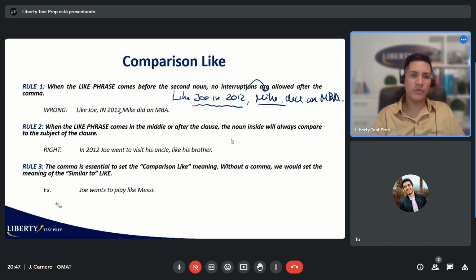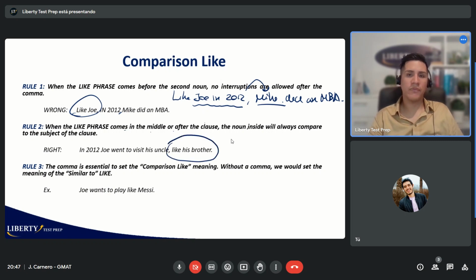Good. Number two, they say when the like phrase, this phrase here, comes in the middle or after the clause, or at the end, the noun inside will always compare to the subject of the clause. So let's say we have a person here, and he says, you know what? I think that in this case, the brother is being compared to the uncle. What would you tell him?